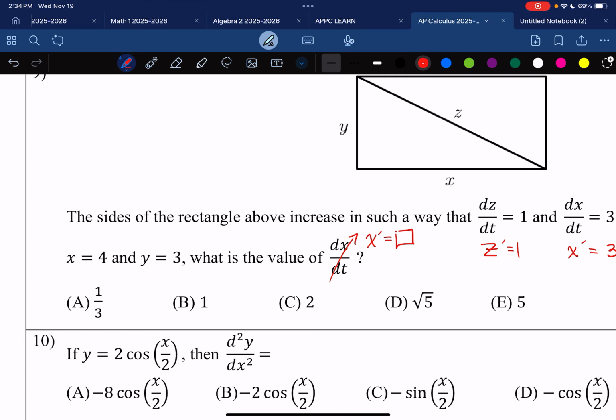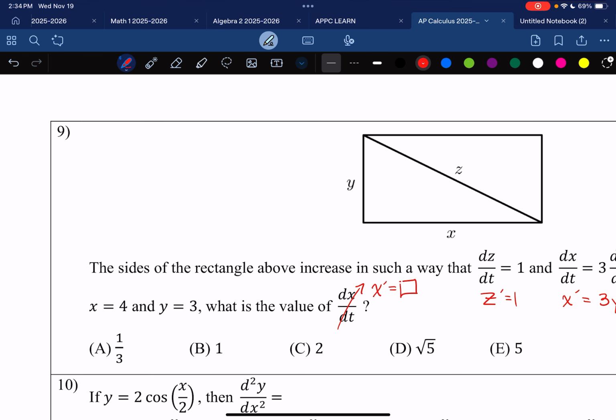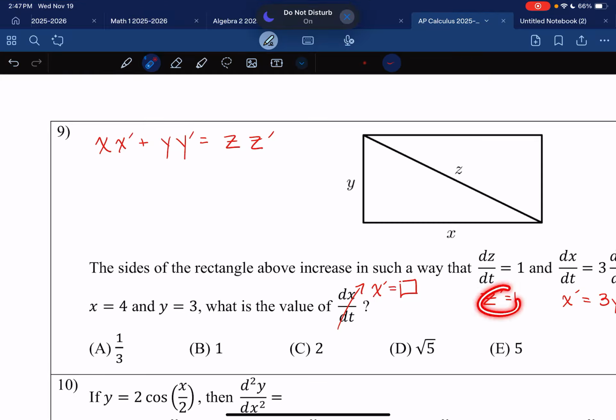All right, so let's go ahead and write out the derivative of the Pythagorean theorem, which you should have down. It's going to be x x prime plus y y prime is equal to z z prime. Let's plug in everything that we know, which is a great place to start. So I happen to know that z prime is 1.